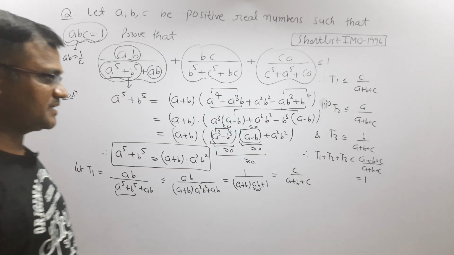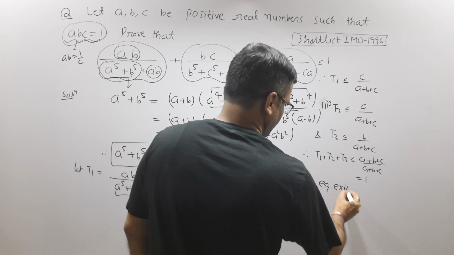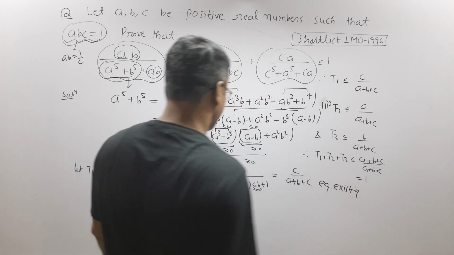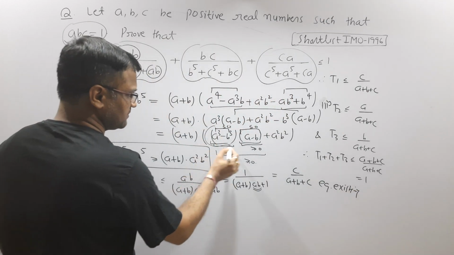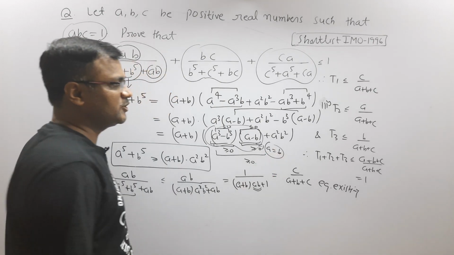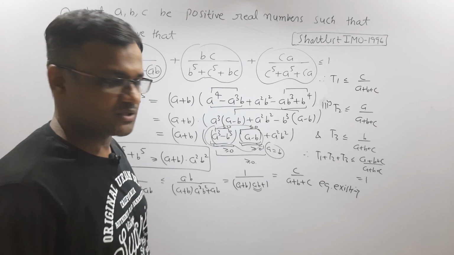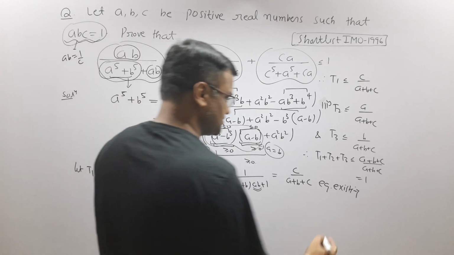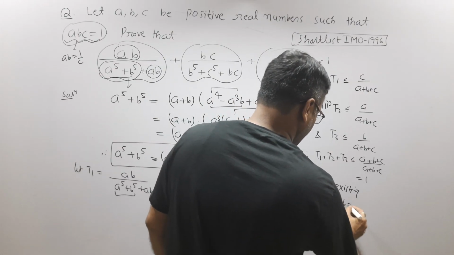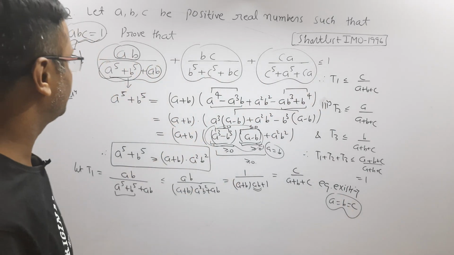And equality exists if this term becomes 0 at a equals b. Similarly, in T2 and T3 we get the conditions for equality b equals c and c equals a. So overall equality exists if a equals b equals c. You can back check in the parent condition also.